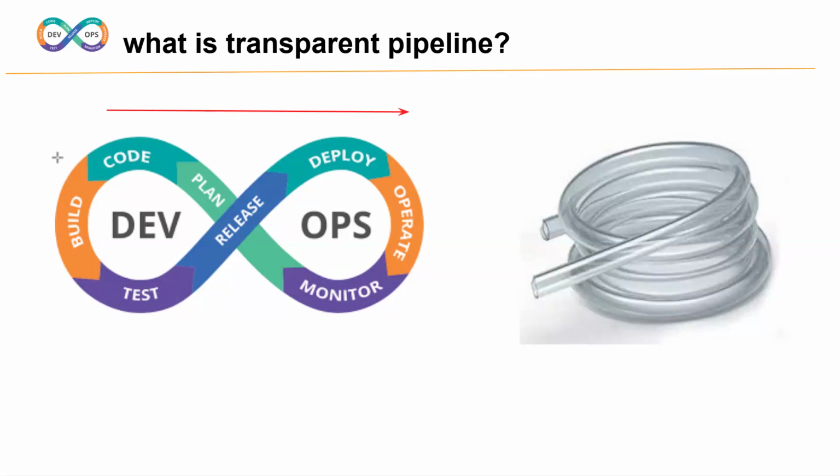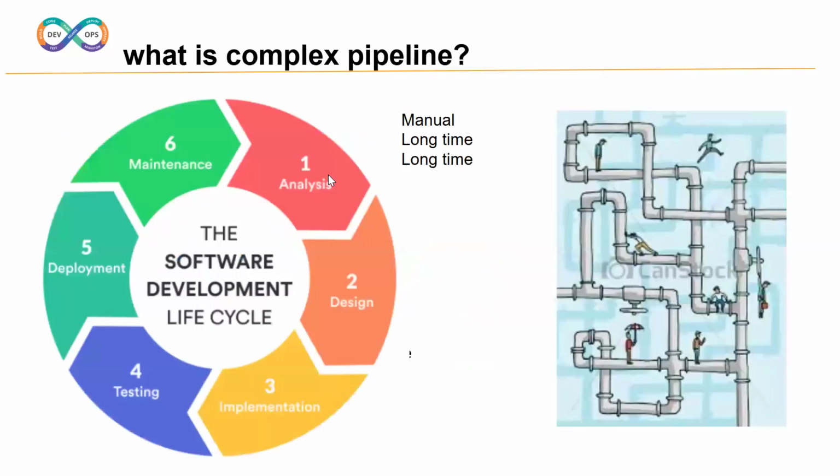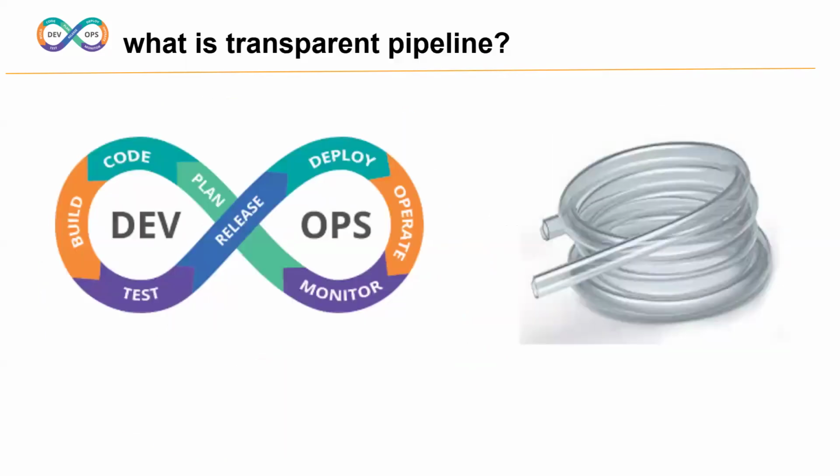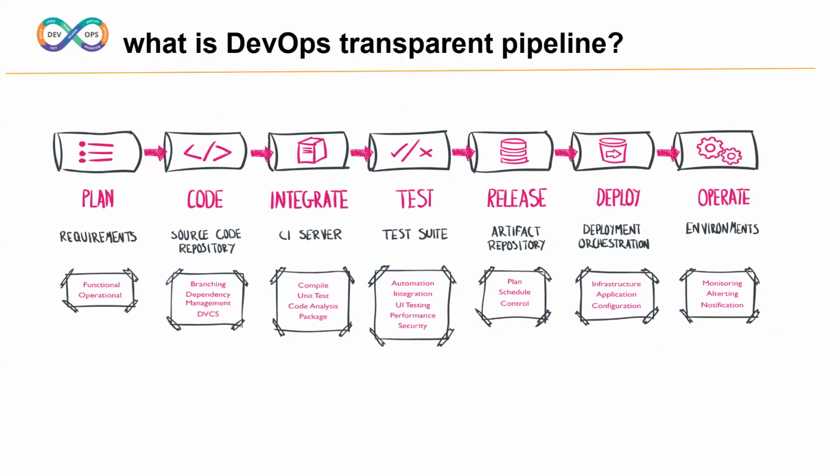Clear? That means what exactly? The cost is reduced, quality will be increased. That means the customer will be satisfied. That is the reason we are going to replace the complex pipeline with what? Transparent pipeline. Or the complex pipeline with what? Transparent DevOps process.